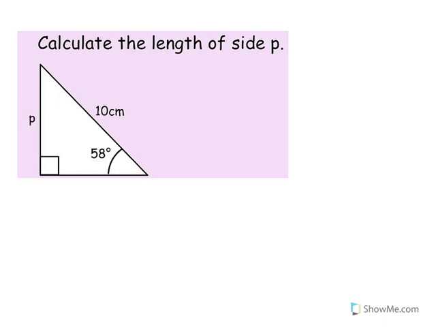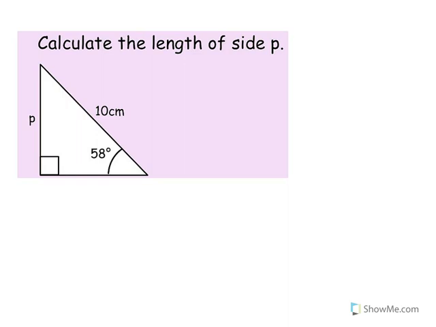Okay, so we're going to do some trigonometry. The first thing when you're doing trigonometry is you have to label the sides. Now, because it's a right angle triangle, we know we're going to use SOHCAHTOA, not the sine or cosine rule. So we're just using SOHCAHTOA here in this case.